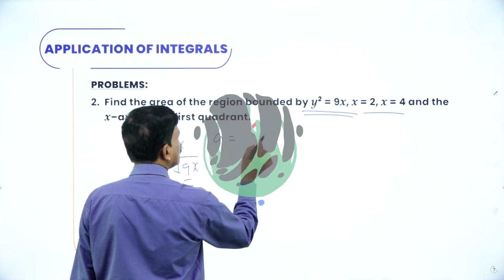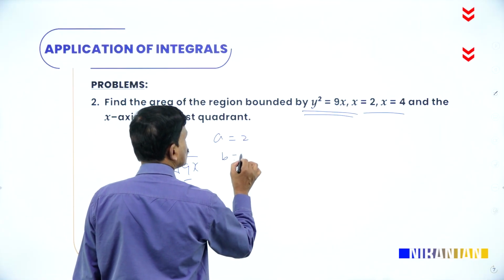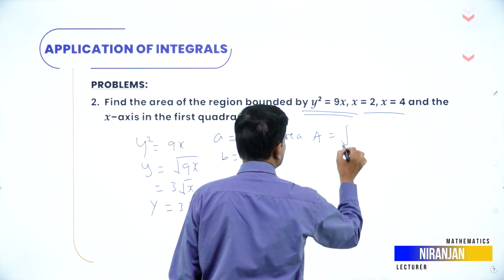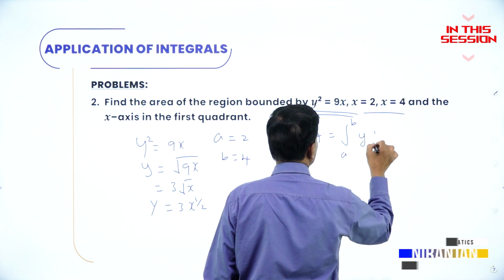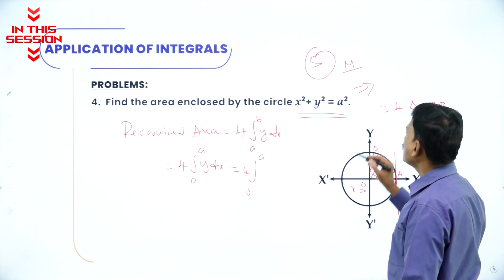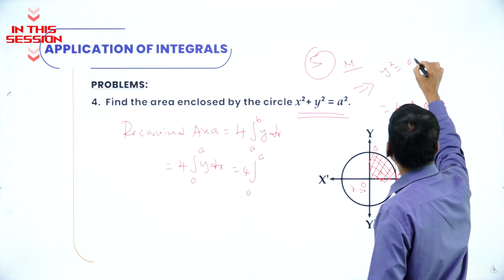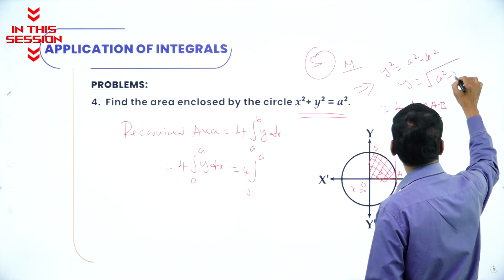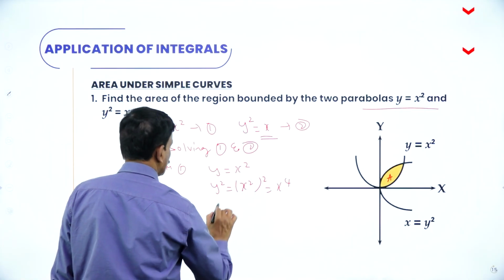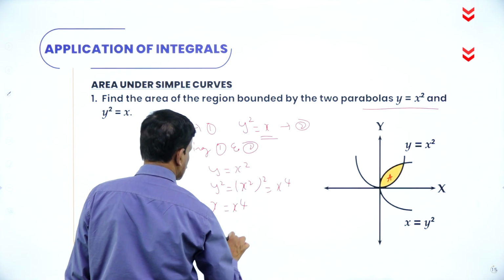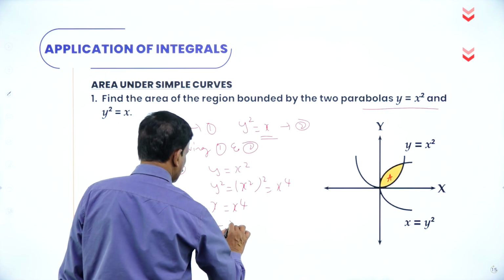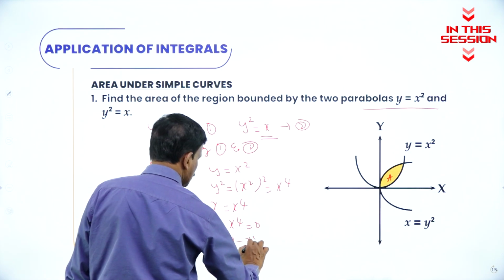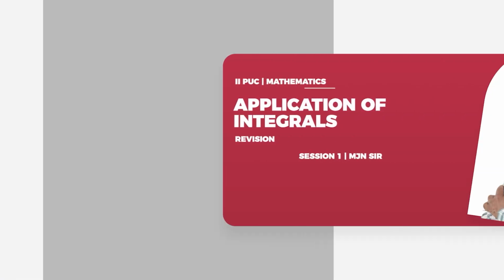What are the ordinates here? A is equal to 2 and B is equal to 4. Area bounded by the curve, area is equal to integral a to b y dx. x square plus y square is equal to a square. y square is equal to a square minus x square. y is equal to root of a square minus x square. y square is equal to x. So x is equal to x raised to 4. You can transfer this to the left hand side. You can take x common factor. 1 minus x cube is equal to 0.